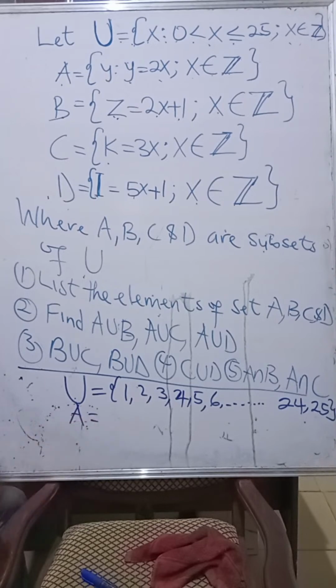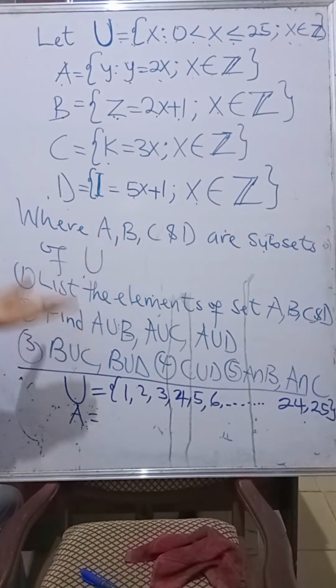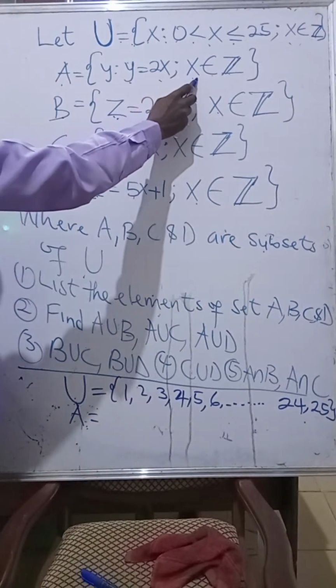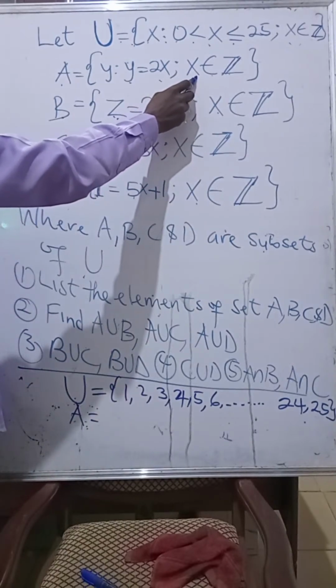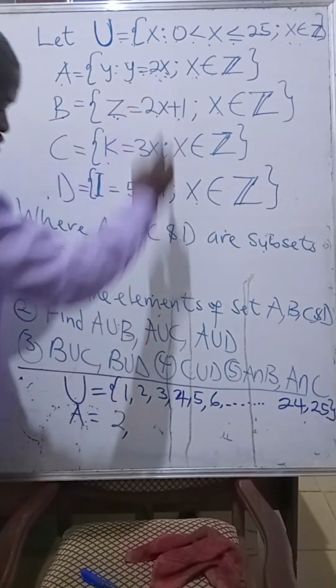For set A, y such that y = 2x, and x belongs to positive integers. A, B, C being subsets of U means that all these sets must be found in the universal set, in that range. They are subsets. So when x is equal to 1, y will be equal to 2 times 1, so we have 2. When it's 2, 2 times 2, we have 4.